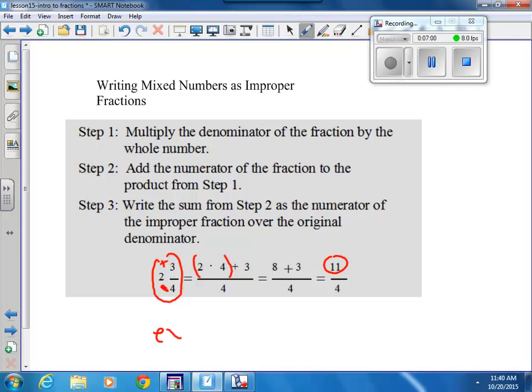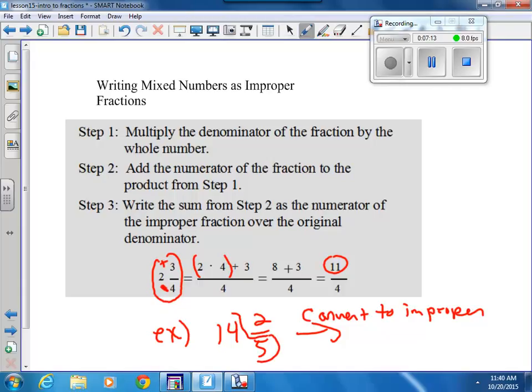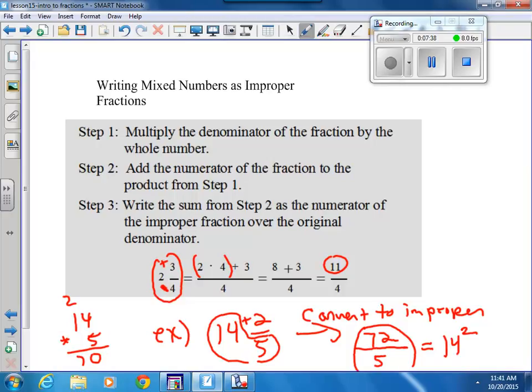Let's try another one. 14 2/5. Note to self, convert to an improper fraction. Well, now we know the trick, and I'm going to highlight it. 14 times 5 is something, and if you have to go off on the side and do your multiplication, that's okay. It's 70, and then 70 plus 2, if you're making a mental map, so that's 72 over 5. So again, 72/5 is mathematically equivalent to 14 2/5.